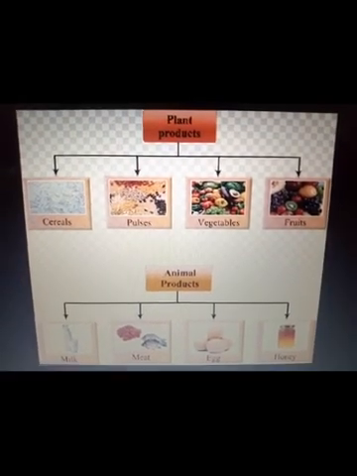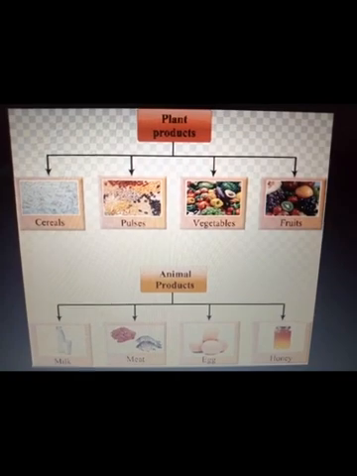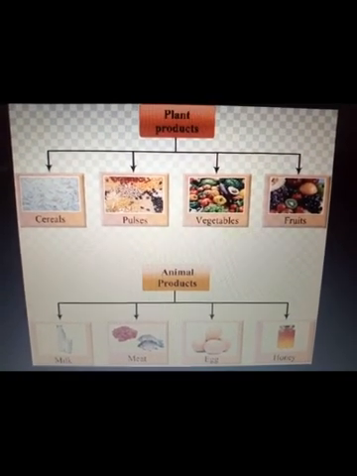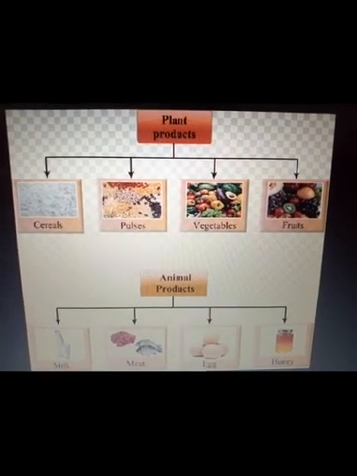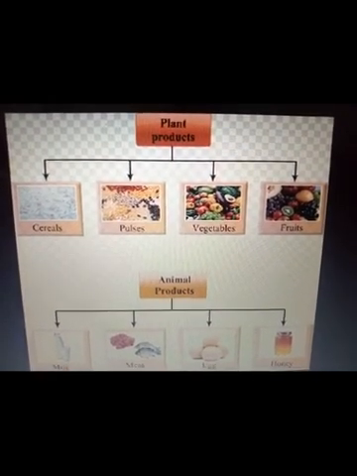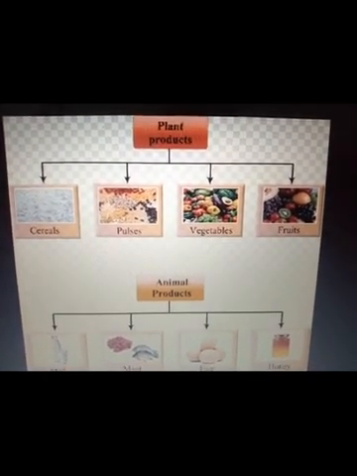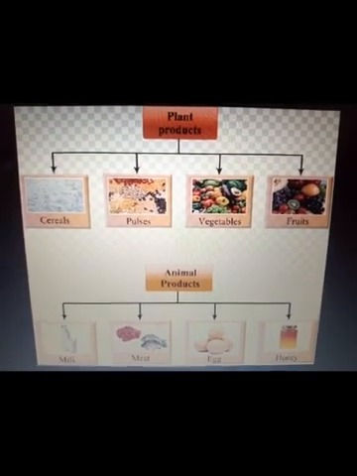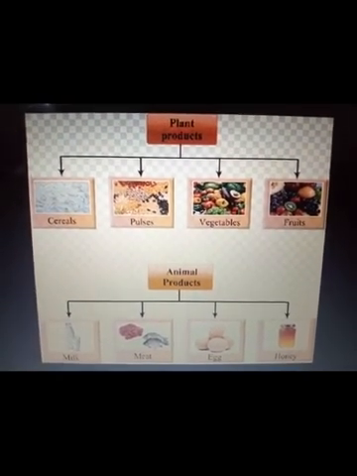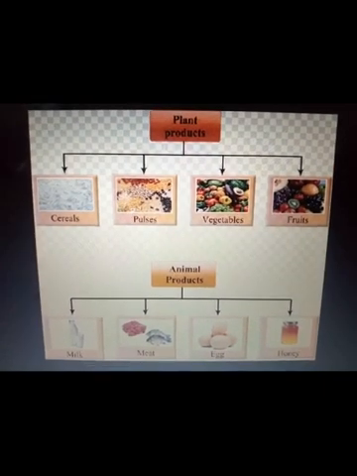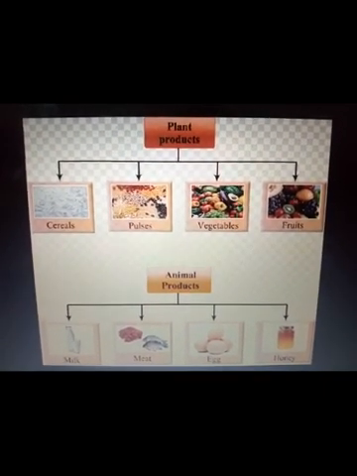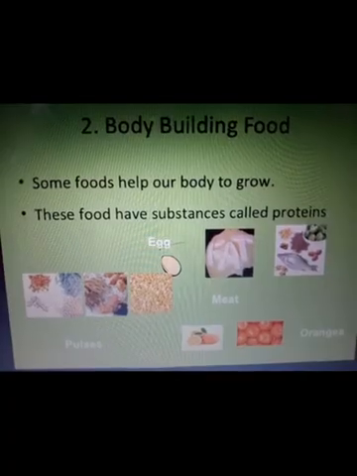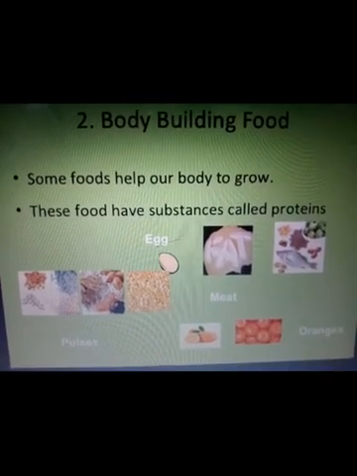So there are two sources of food, plants and animals. Now what do we get from plants? We get cereals, pulses, vegetables and fruits from plants. And from animals we get milk, meat, egg, honey. So these are the products we get from plants and animals. There are different kinds of food.